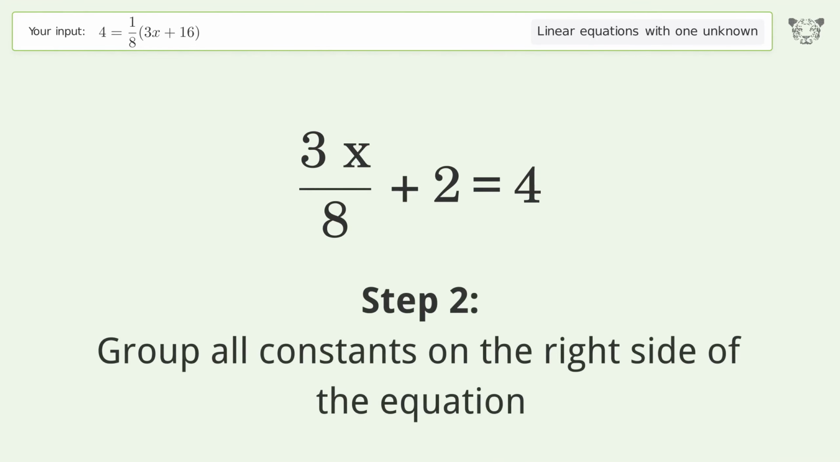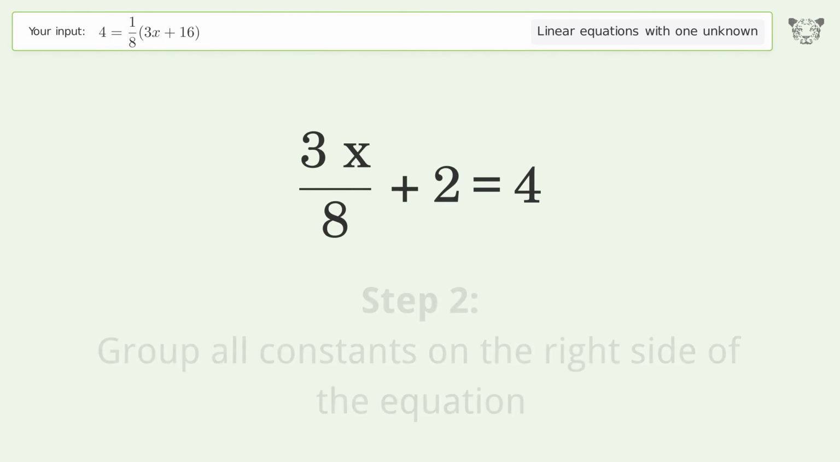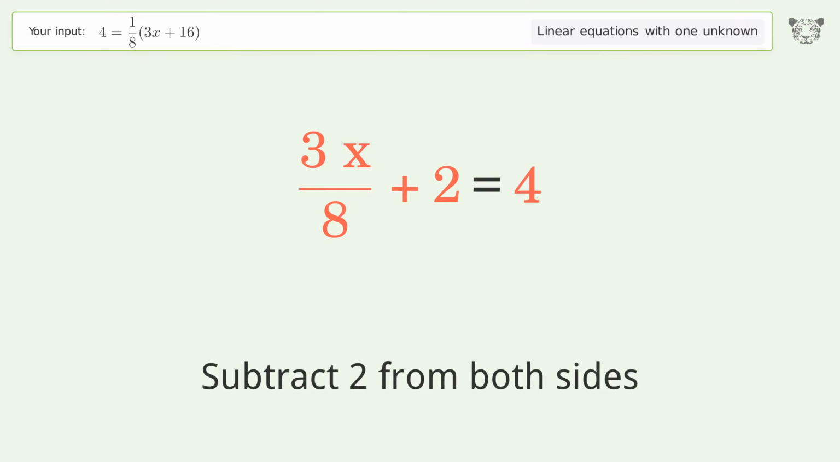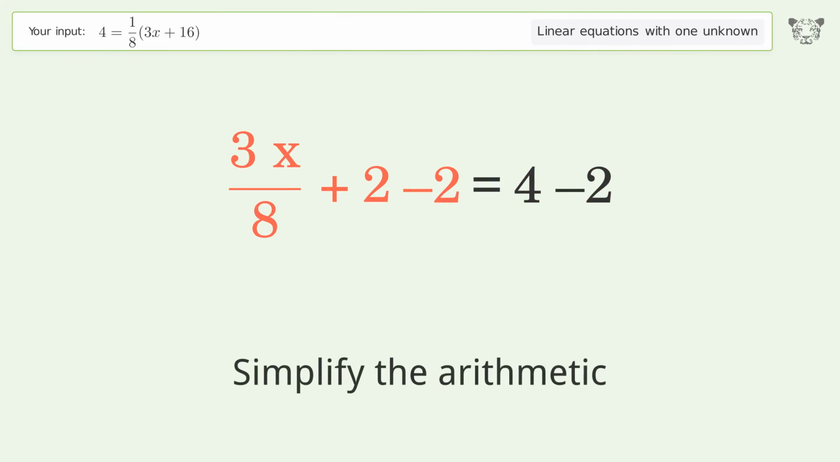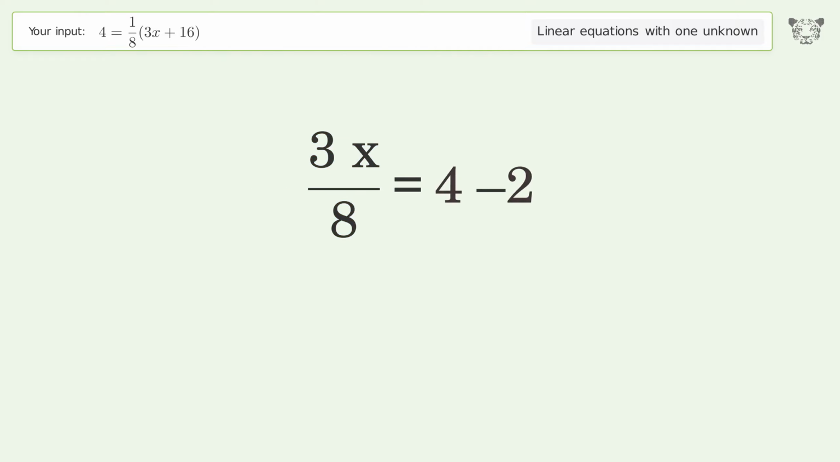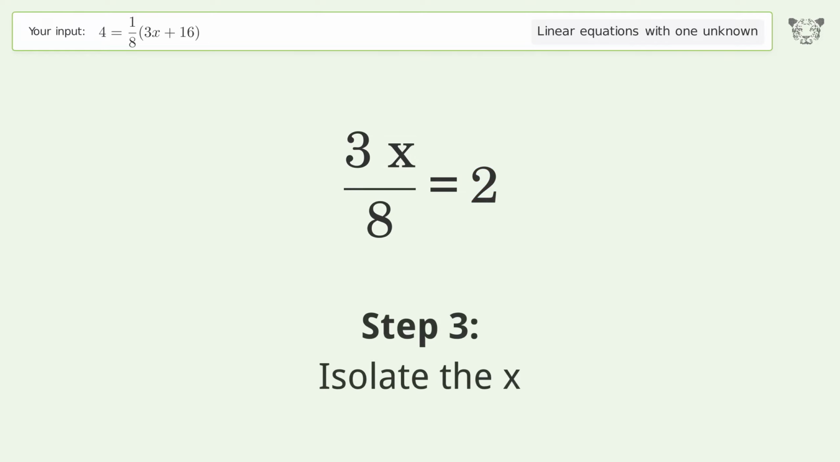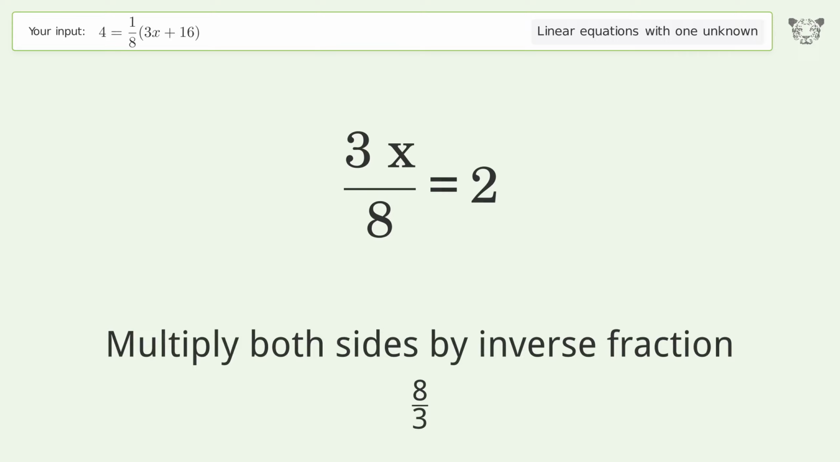Group all constants on the right side of the equation. Subtract 2 from both sides. Simplify the arithmetic. Isolate the x. Multiply both sides by the inverse fraction 8/3.